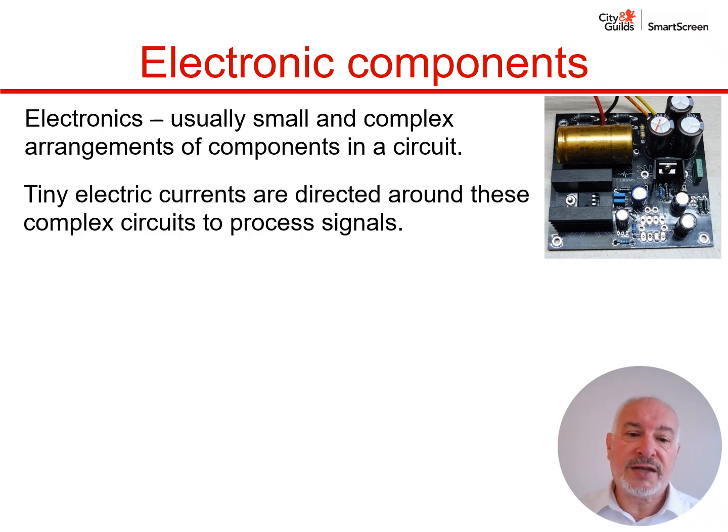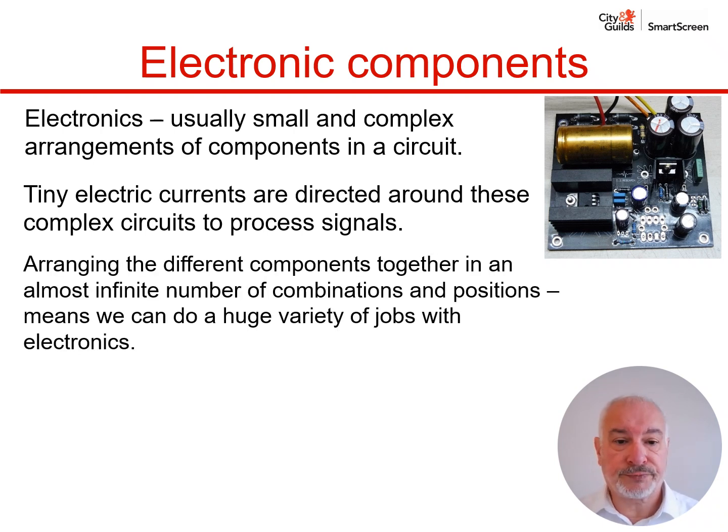What happens in the circuit is tiny electric currents are directed around between the different components, and that enables us to process signals. So the electric current is processing signals, and by arranging the different components together in various combinations and positions, we're able to do different tasks. So in fact there are almost an infinite variety of the different positions and combinations that can be achieved in electronics, and that means that we can do a great deal of different types of tasks using electronics.